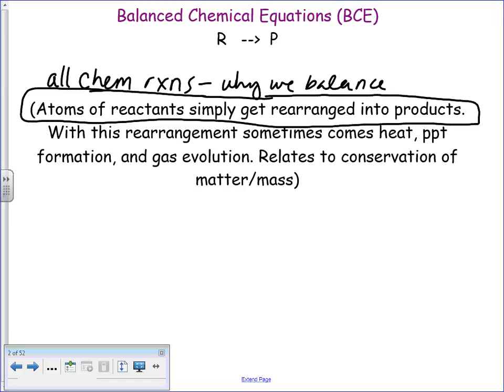Because we balance to prove that the reactants are still present, those atoms are still present, so we just call them products at this point, though. We all know reactants are on the left, yielding products on the right. Yes, this is not new. Okay. Bear with me here.